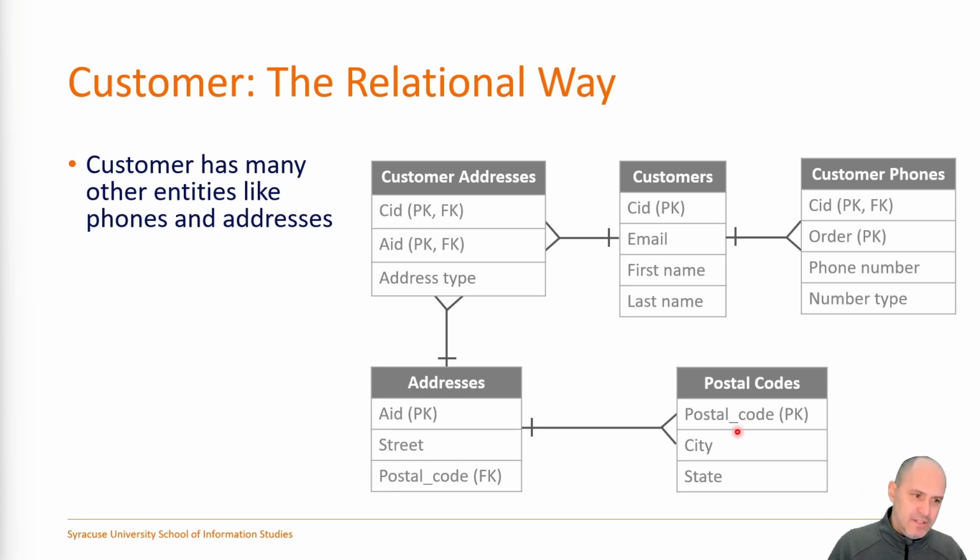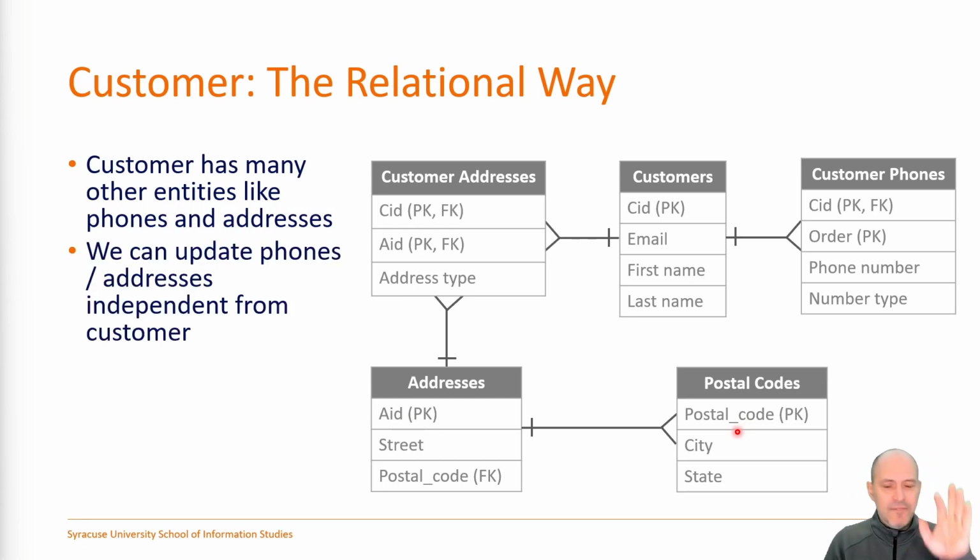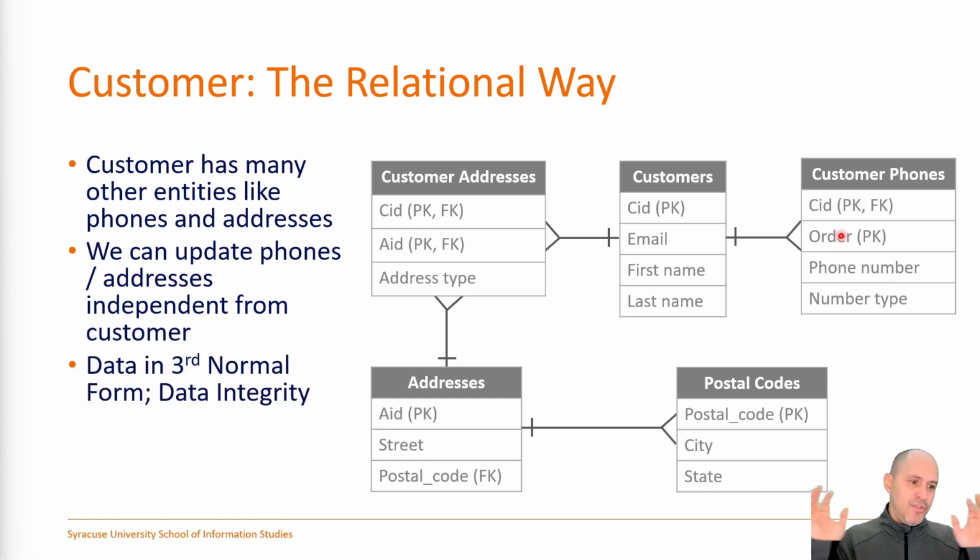Customers have many entities like phones and addresses. You can update phones and addresses independently, right? You can insert here and not have to mess with the customer because of the primary foreign key relationship. This is in third normal form.